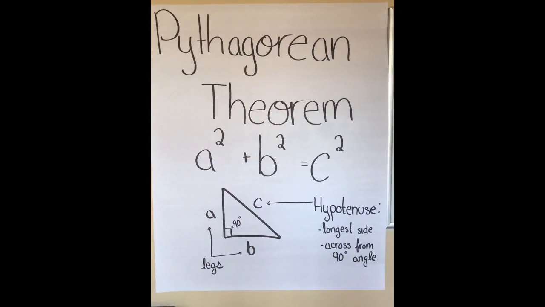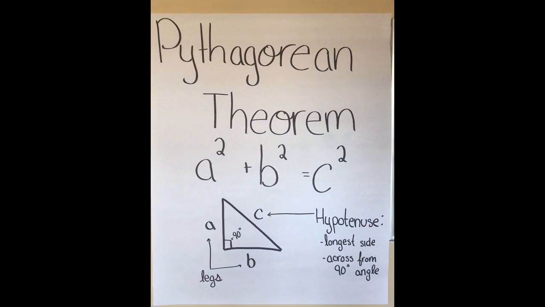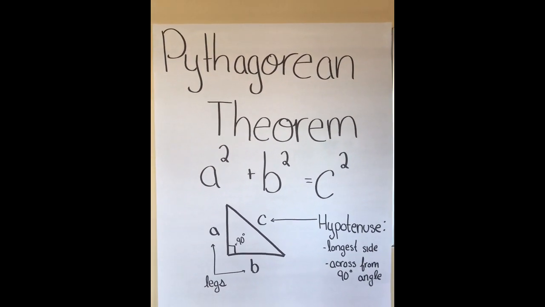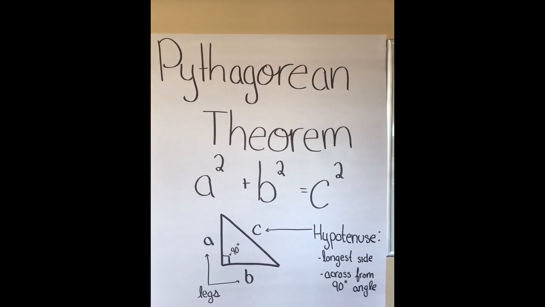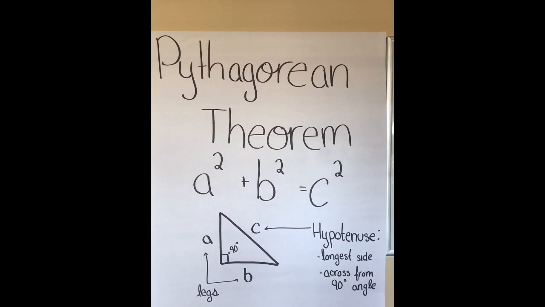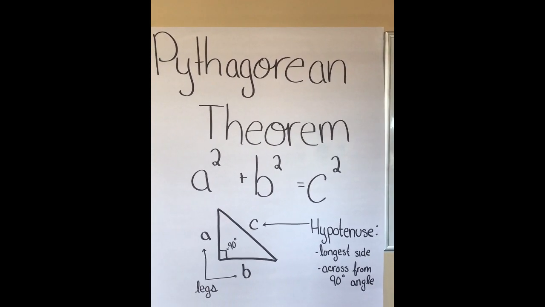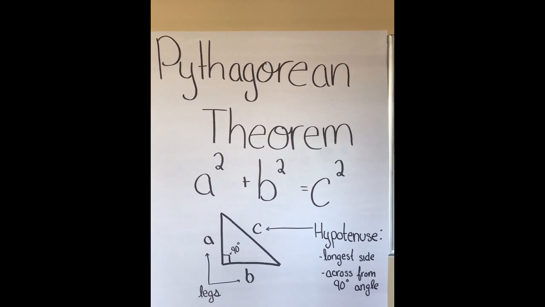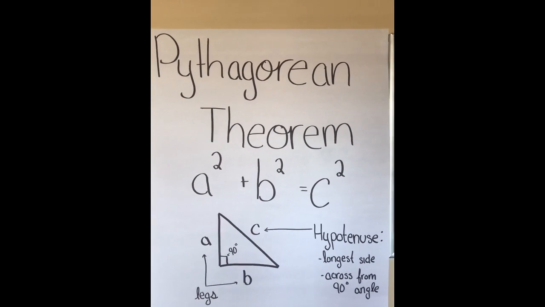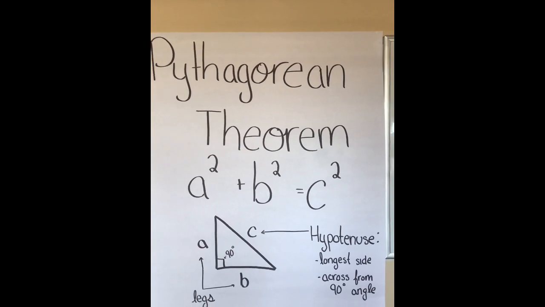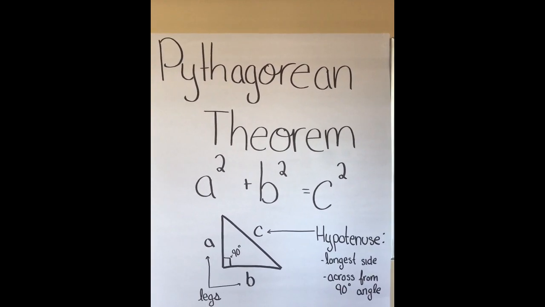The Pythagorean theorem is a squared plus b squared equals c squared. A and B represent the legs of the triangle, and C represents the hypotenuse. The hypotenuse is the longest side of the triangle. It is across from the 90-degree angle. This only works for right triangles, and our legs are the two shorter sides. They go on one side of the equation. Our hypotenuse is the longer side. It goes on the other side of the equation.